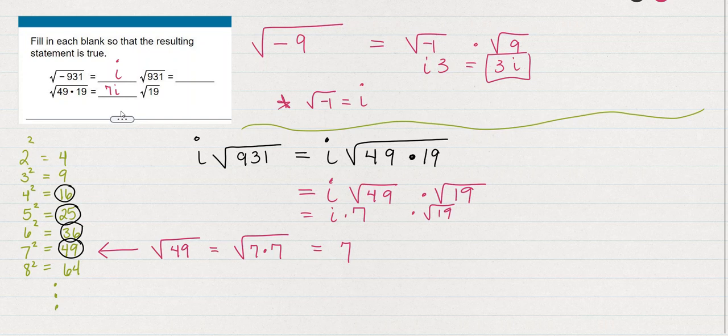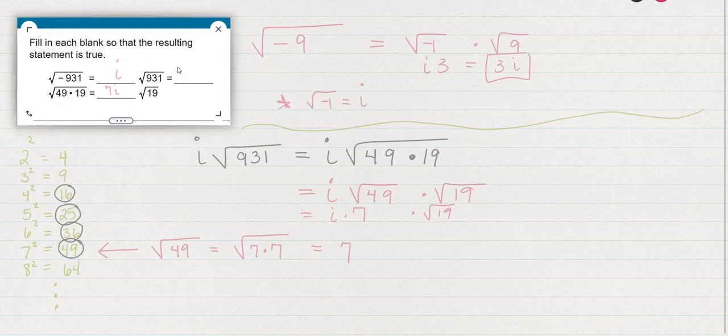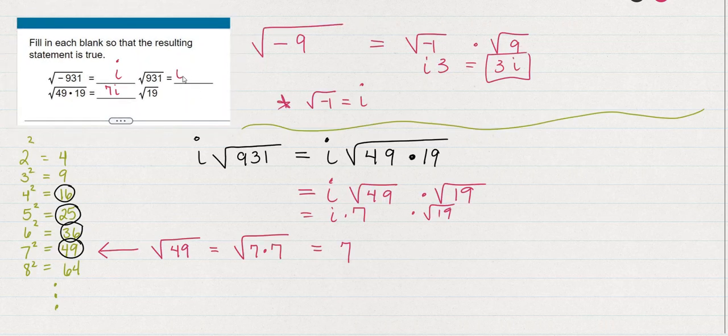I hope that helps you with this problem. Oh, and let me show this. Oops, didn't mean to move the problem. We'd have i times the square root of 49 times 19. That's that step in between to get the problem as we go.